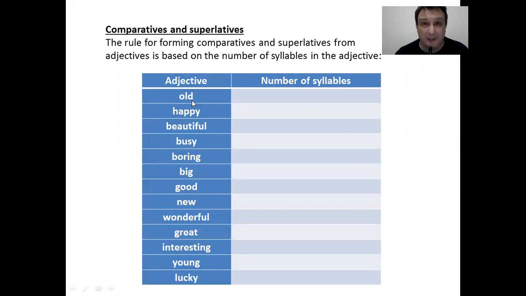For example, old has one syllable, old. Happy, two syllables, happy. Beautiful has three syllables. Busy has two, boring has two, big has one, good has one, new has one, wonderful has three, great has one, interesting has three or four, depending on the pronunciation. Interesting or interesting, we can have four. Young has one, and lucky has two. One, two, lucky. All right, so that's the first thing we have to think about, the size of the adjective.